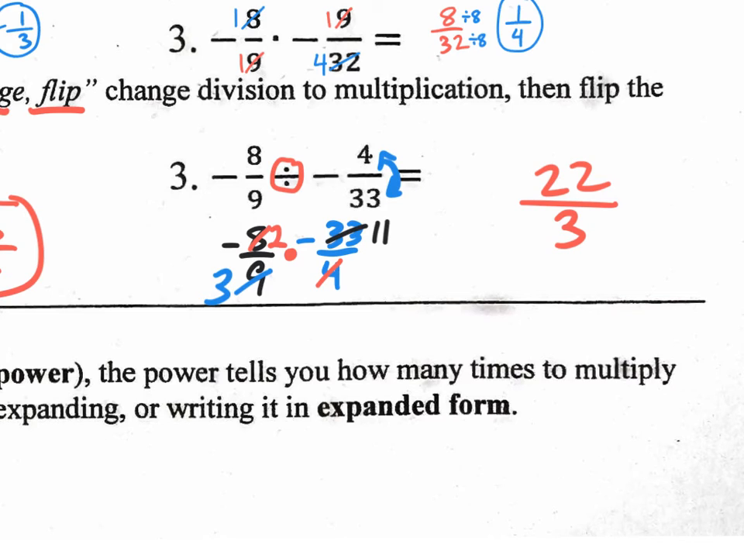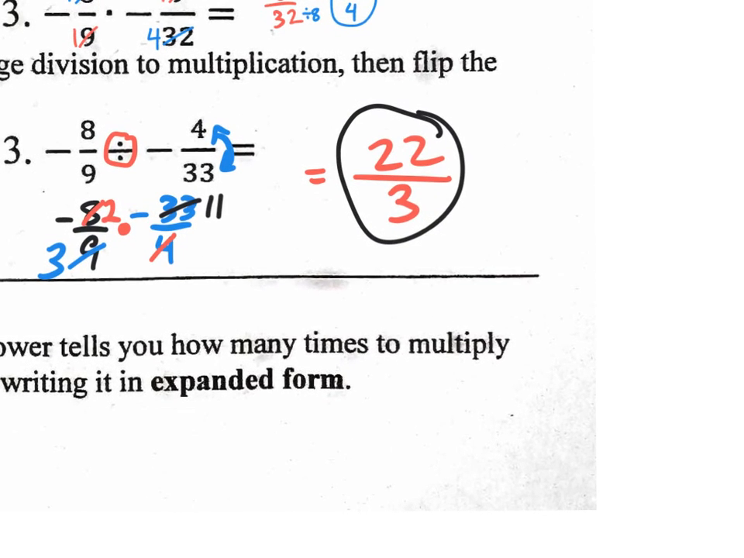And let's think about the signs. What is a negative times a negative? That is a positive. If a bad thing happens to a bad person, that's good. Okay, so that's a positive 22 over 3. That's an improper fraction. I will totally accept that. That's awesome. That's a perfect answer.